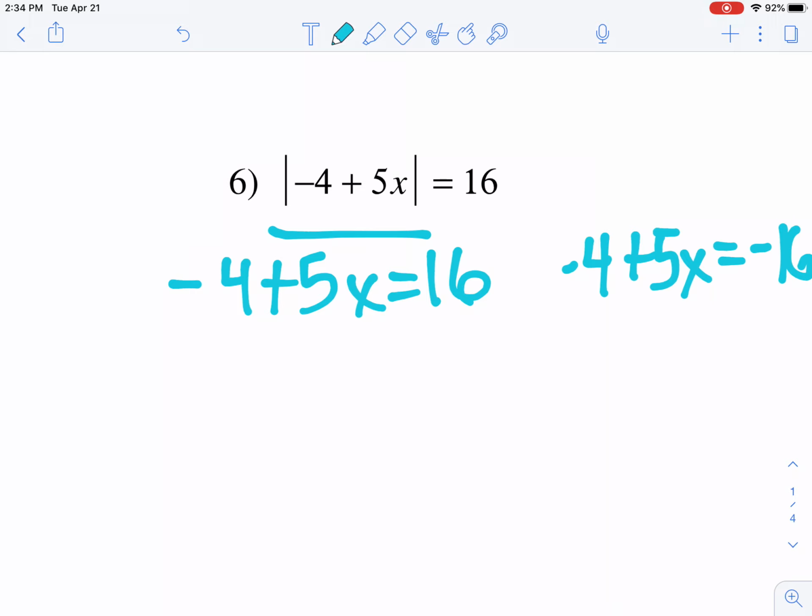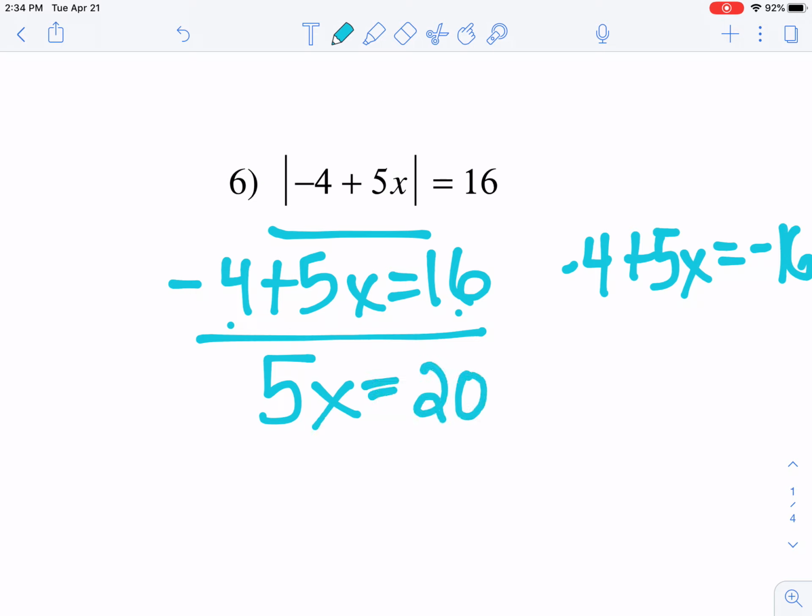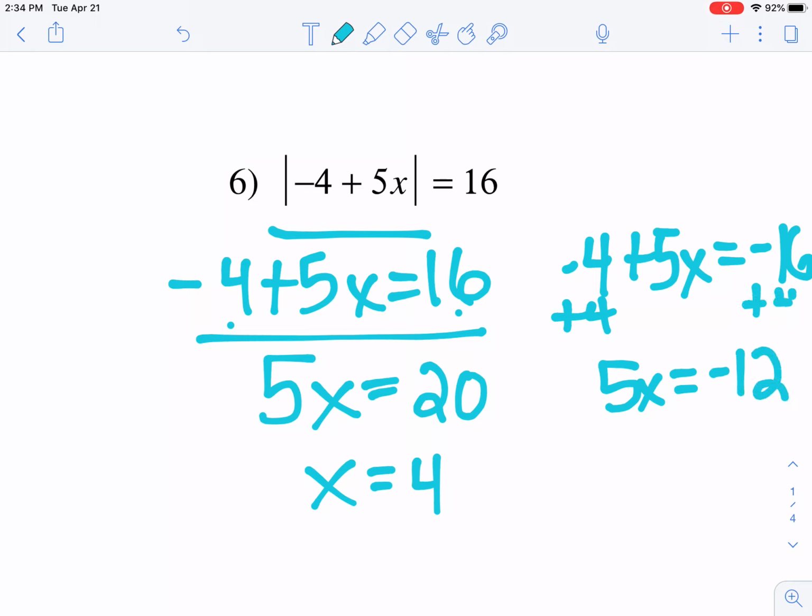So we're going to solve for x in both situations. I'll start on the left side here. I'm going to add 4 to both sides, and I get 5x equals 20. When I divide by 5, I get 4. And when I look at the right side, I would add 4, so that would give me 5x equals negative 12. And so then x is actually going to be a fraction, negative 12 over 5.